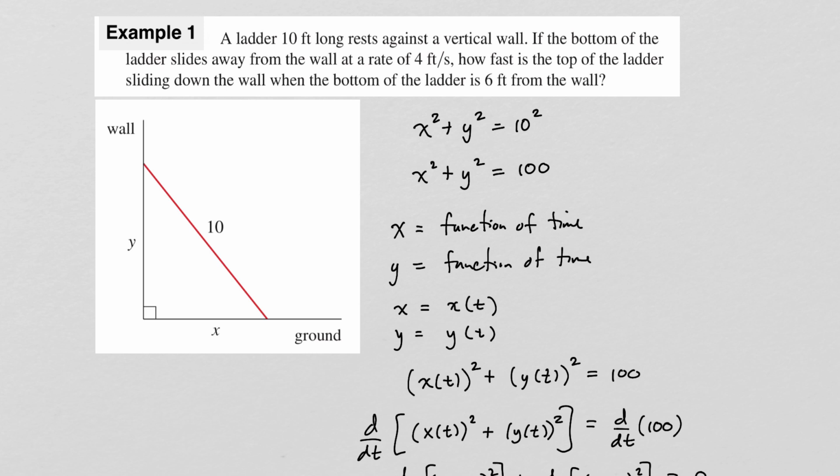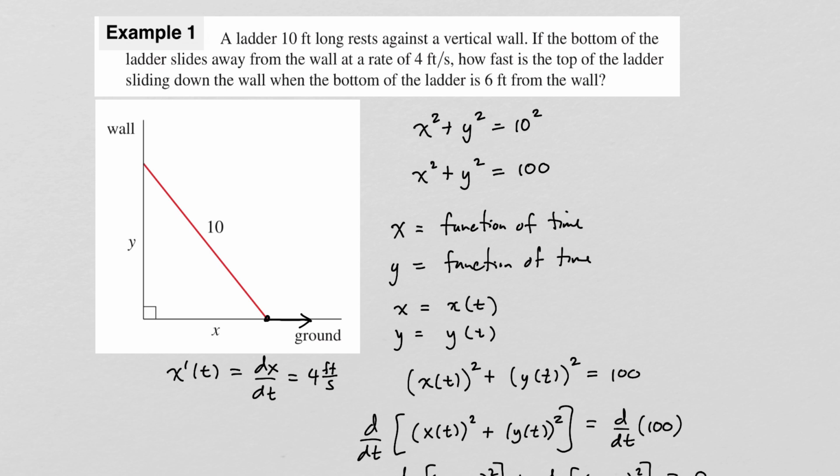So it says the bottom of the ladder slides away from the wall at 4 feet per second. So here's the bottom of the ladder. It is sliding in this direction at 4 feet per second. That is how fast x is changing. So we can say x prime of t, or if you want, you can say dx/dt, is equal to 4 feet per second.